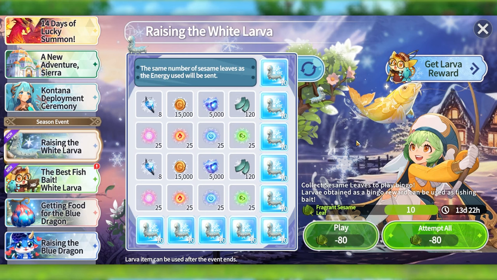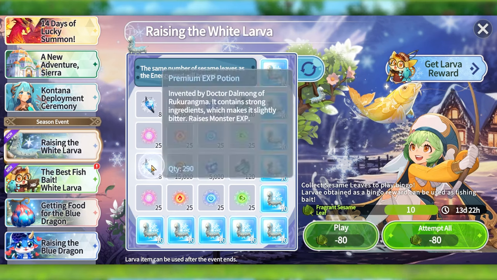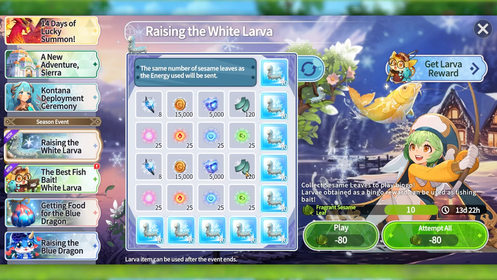So first of all, for the bingo page, really nothing extraordinary, just like any other bingo page with a little bit different rewards. For the regular circles, we just have essences, sky stones, XP potions, enhancement stones, really nothing worthwhile as far as spending energy goes. And for each bingo page, you of course get 100 of these larvae.